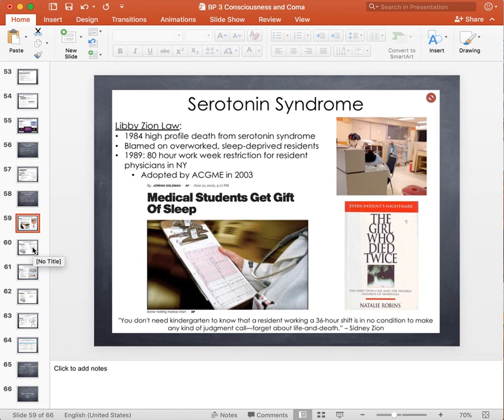Medical students, you actually don't have work hour restrictions. Sorry. Surprise. All right.